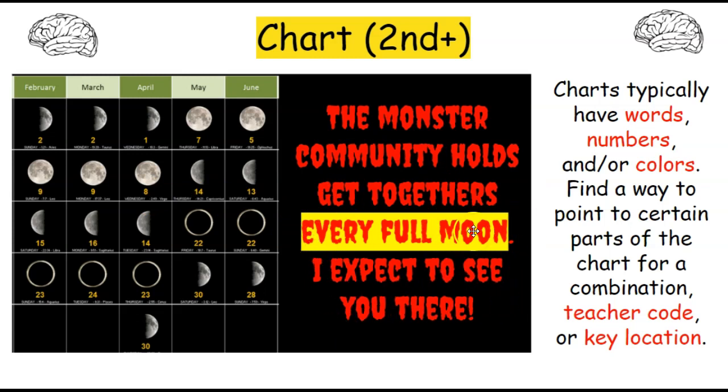So every full moon has been highlighted. What the students need to figure out is that they need to find the full moon spots on the chart and get the numbers from those spots and put this into time order going from February through June. So for February, it's going to be the 9. For March, it's going to be another 9. April an 8, May a 7, and June a 5.